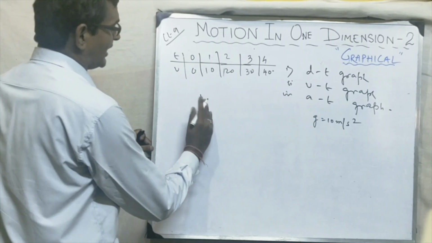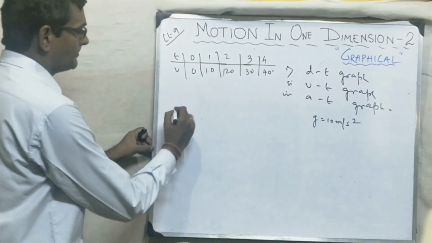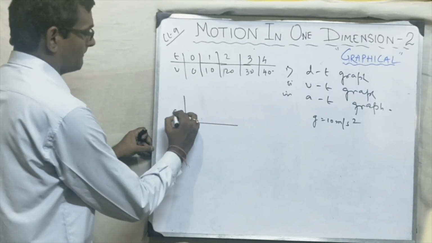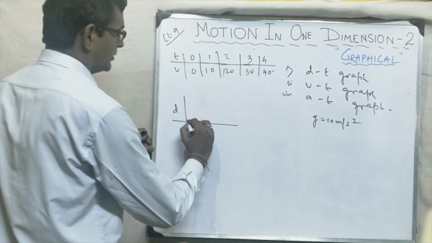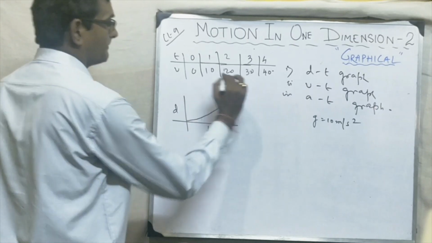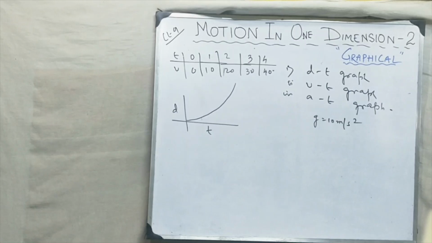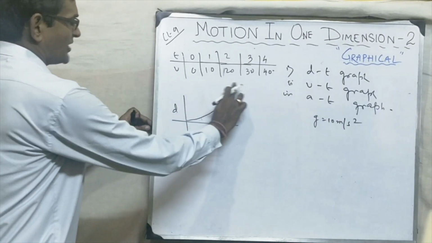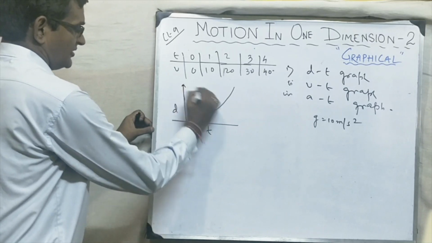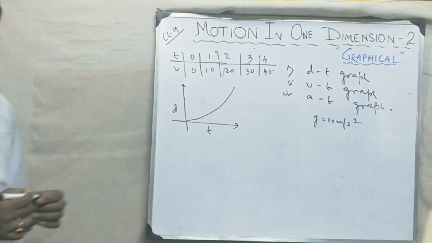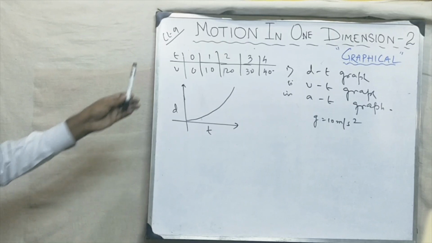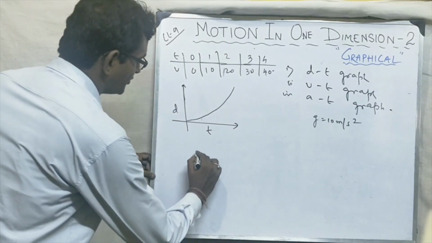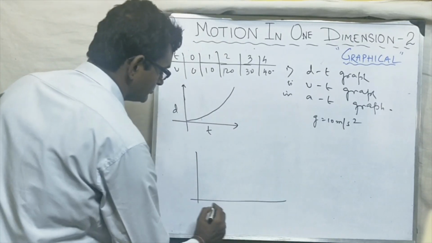In the displacement time graph, the graph will be only this way, because we can't show velocity. This will be a curve. Why a curve? Because according to the displacement time graph, what type of motion is it? It is a non-uniform motion. That's all. Now if I ask you to draw the velocity time graph, then what will you do?